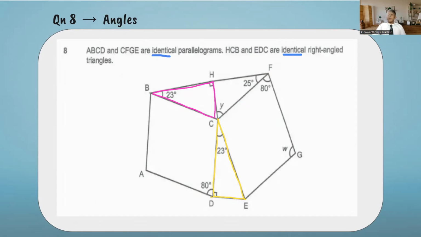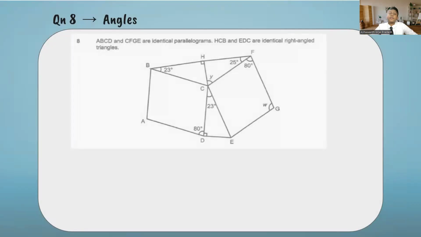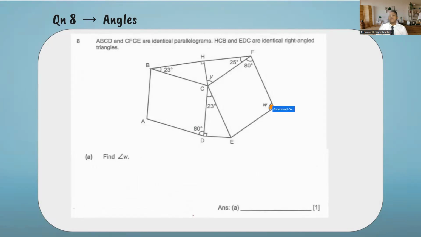This question will be broken into three parts, part A, B, and C. I split them up so it'll be easier for you to understand. So let's go. This is part A of the question. Find angle W. Can anyone tell me where is angle W? Angle W is this angle in the corner. So how are we going to find it?